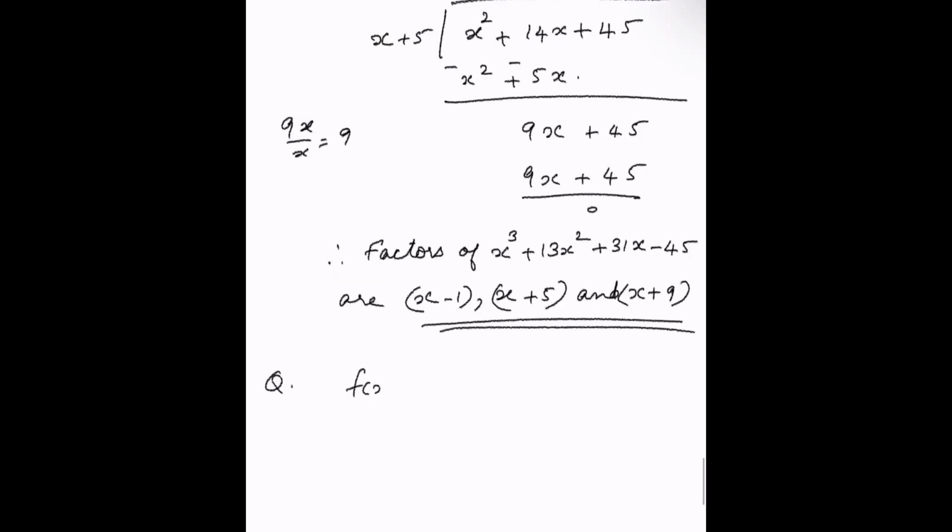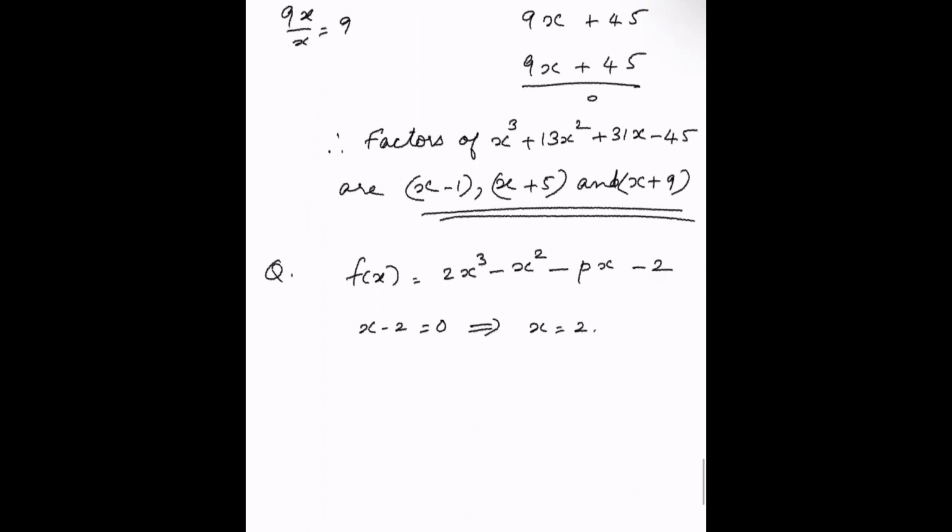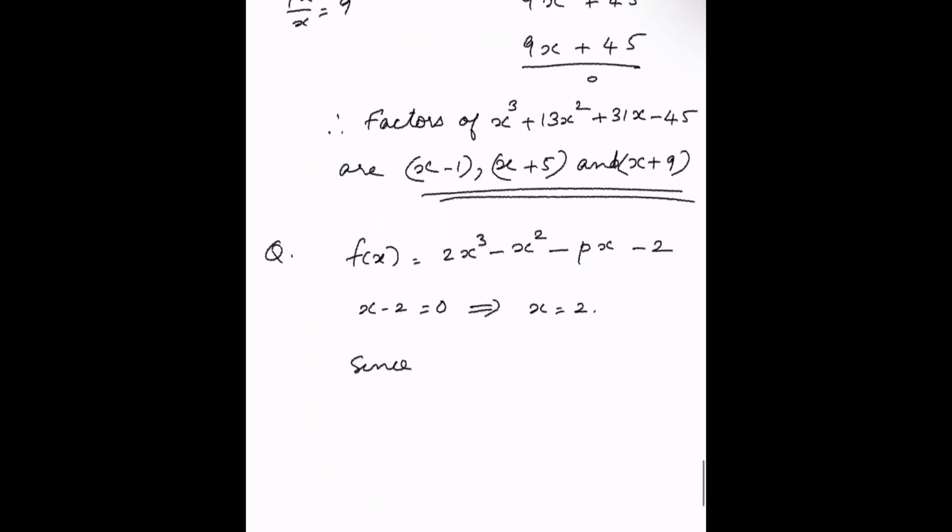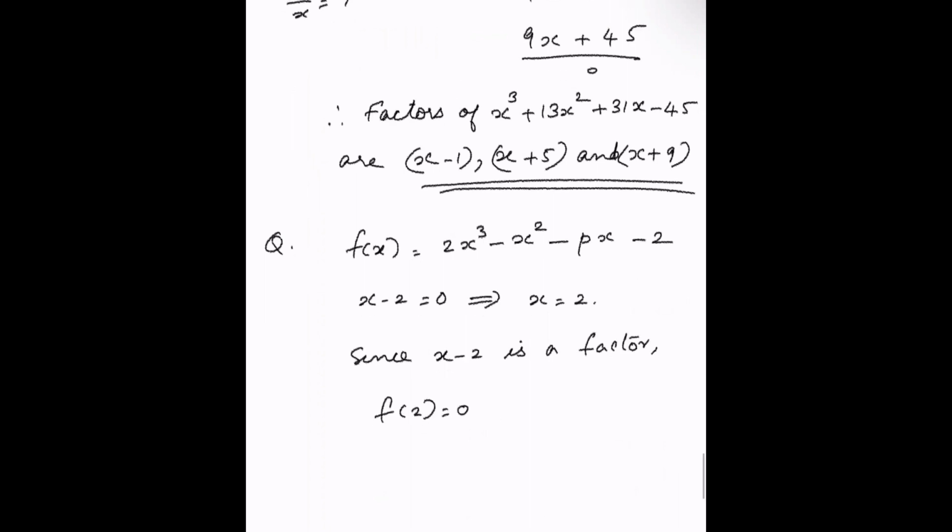Given polynomial is 2x cube minus x square minus px minus 2. Now x minus 2 is a factor, means x is equal to 2, and you can write all those steps. Since x minus 2 is a factor, f of 2 equal to 0.